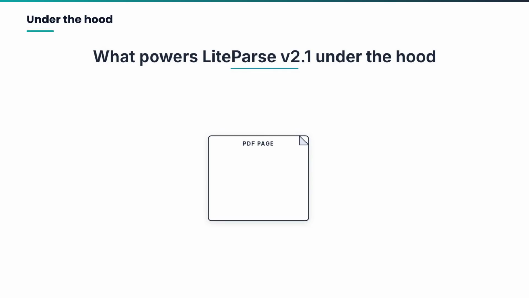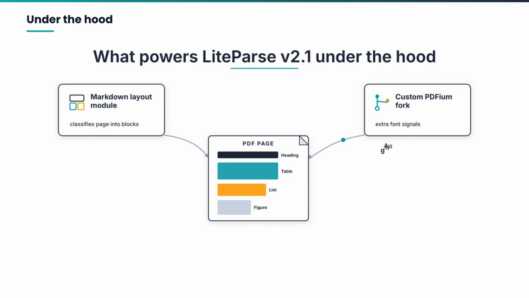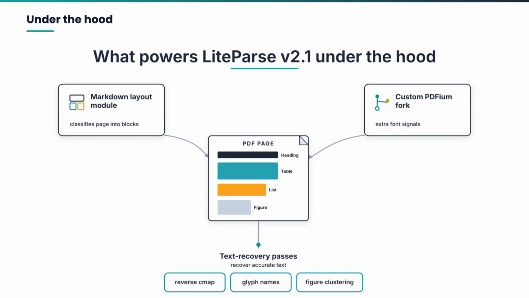Under the hood, a few new pieces make this possible. A large Markdown layout module classifies the page into blocks. A custom PDFium fork exposes extra font signals. And a set of text recovery passes, reverse character maps, glyph name lookups, and figure clustering squeeze out as much accurate text as possible before the Markdown is written.